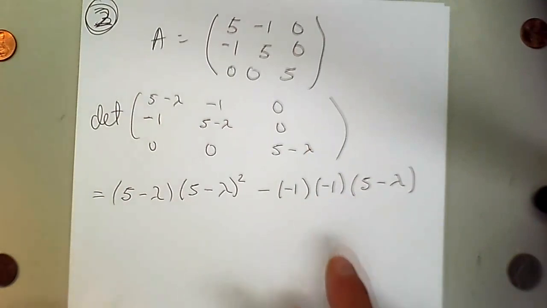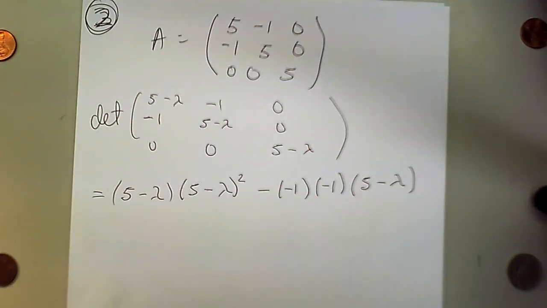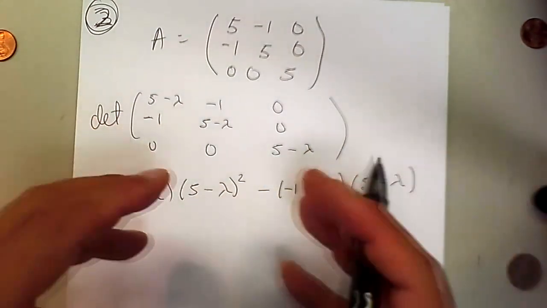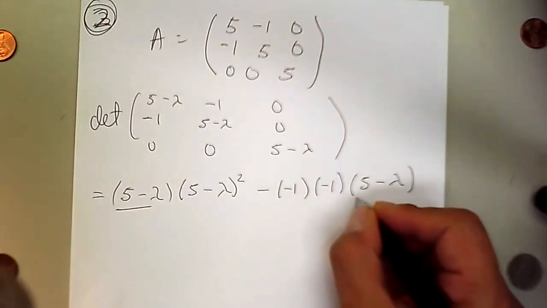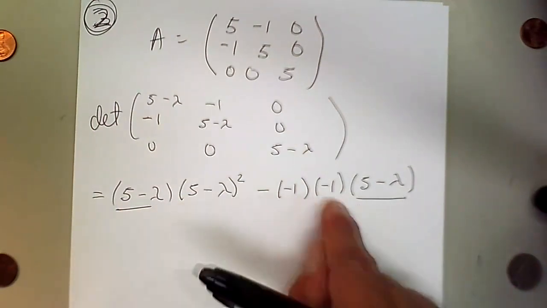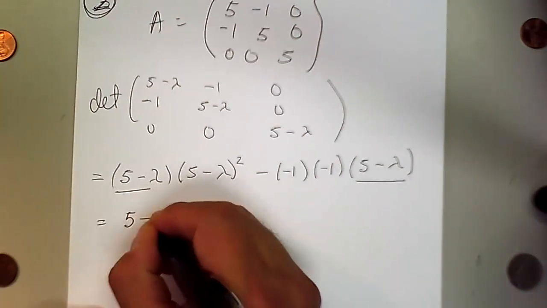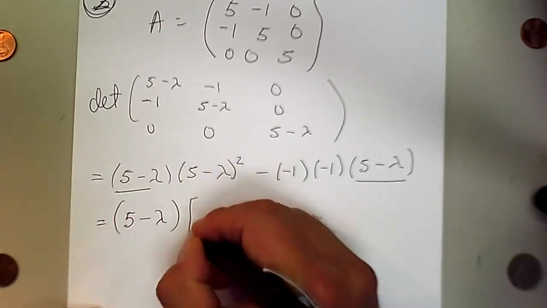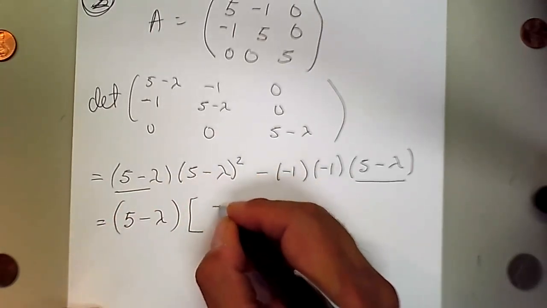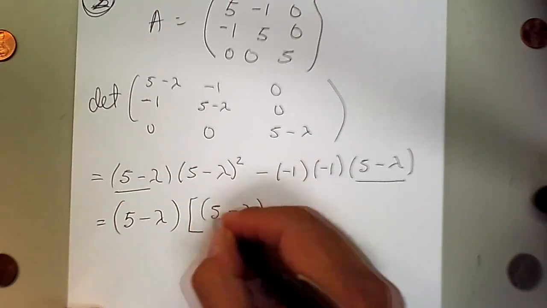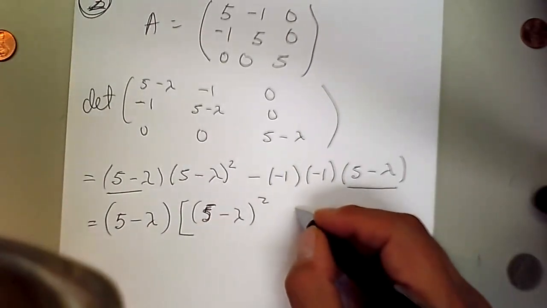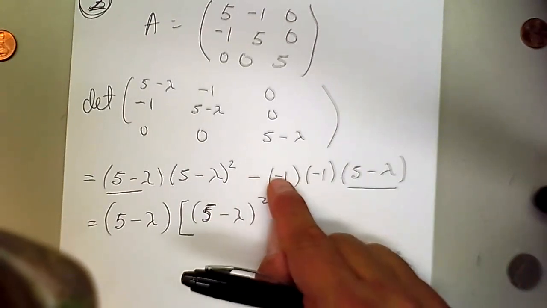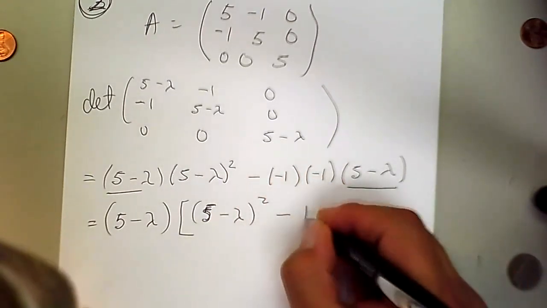Now, we are going to set the determinant equal to 0. So it is in our best interest to not expand everything, but rather to factor everything. So I'm going to do that. I'm going to factor out 5 minus lambda, which is the same in those two terms. So that is equal to 5 minus lambda, bracket 5 minus lambda squared. I know my 5s sometimes look weird. And then we have 1 negative, 2 negatives, 3 negatives. So that is -1. Okay.